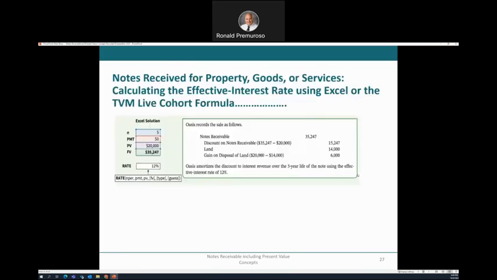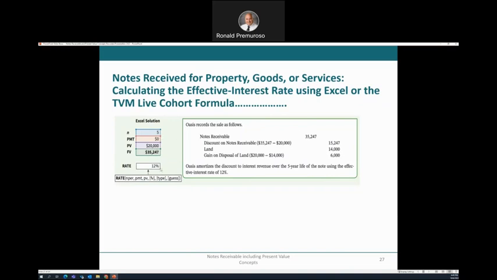Now we move to the next step on this scenario or transaction. At the top of slide 27, you can see the journal entry, right? Which we brought over from slide 26. The question becomes, for this particular scenario or situation, what is the annual interest rate, the effective interest rate that's implied in this transaction?